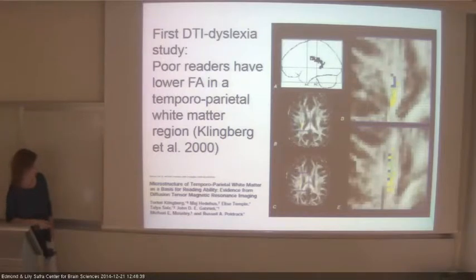He was a postdoc in John Gabrielli's lab at Stanford, and Torkel later continued to run many studies using DTI. In this first study, he recruited two groups of participants, adult dyslexics and control participants, very small groups, and he simply measured fractional anisotropy across their brains, and then voxel by voxel went ahead and compared between the groups.